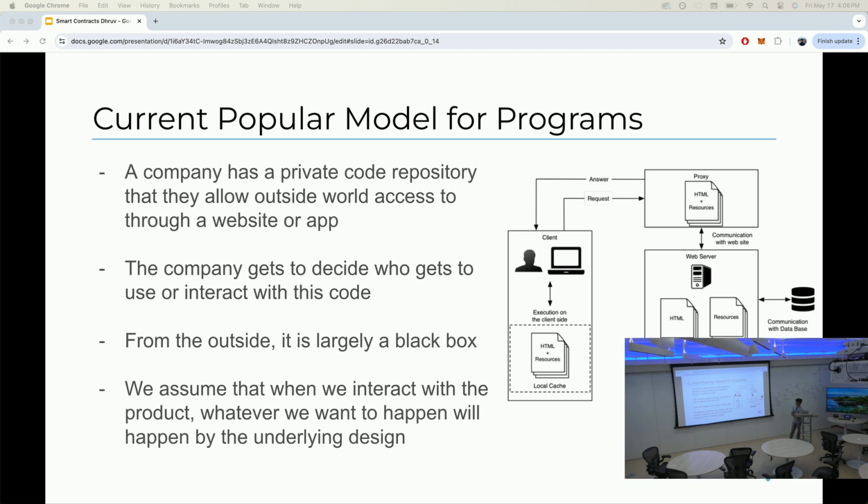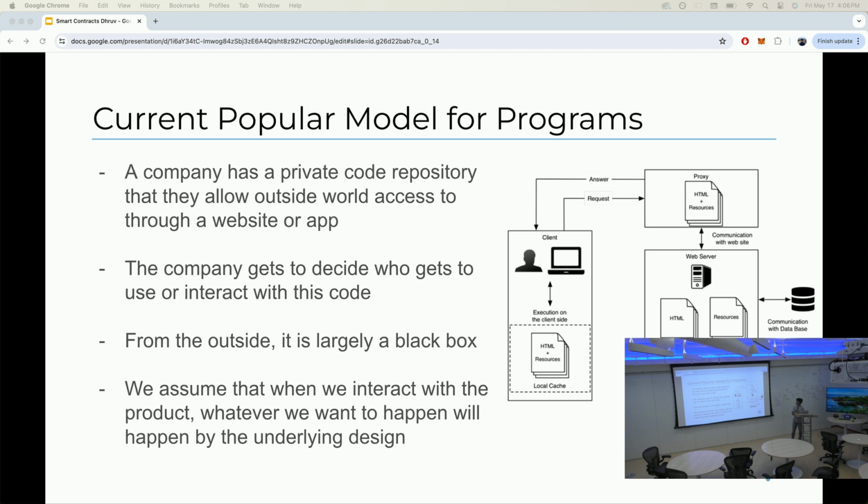This is a little diagram explaining how it works. You have the client, the user, who interacts with the website, and the website then communicates with the servers and the database. Somewhere along here, it gets hidden from the user, where they don't really see what's going on underneath, and you have to assume that what you think is going on behind the scenes is actually happening.